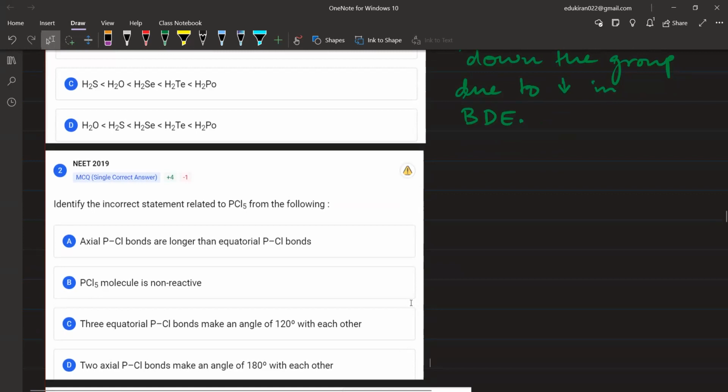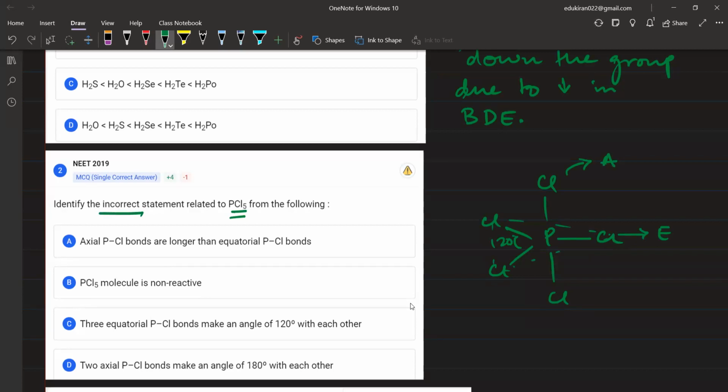Okay. Identify the incorrect statement related to PCl5. ठीक है, PCl5 के स्ट्रक्चर के बारे में है. You have seen this in chemical bonding. All of these are 120 degrees and these are what? 180 and 180 degrees. Yeah. इन तीनों को क्या बोलते हैं? These are equatorial and these one are what? These are axial bonds. ठीक है.